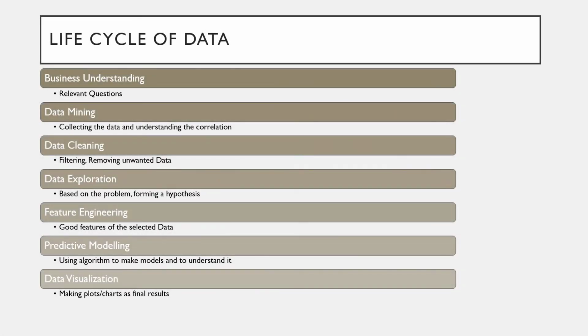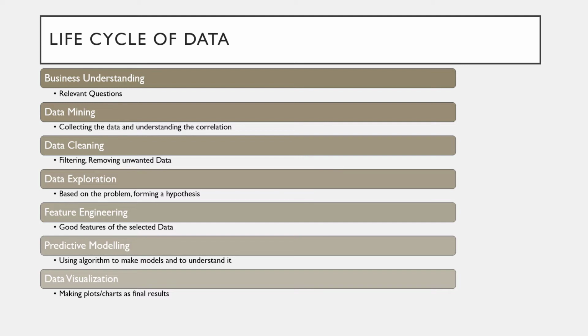Now coming to the next slide, which talks about the life cycle of data. It starts with collection of the raw data and ends with the visualization of the data. First up, business understanding. It is all about asking relevant questions so as to get the right data. Second one, that is data mining. It is collecting the data and then understanding the correlation between different data. Next one is data cleaning. Data cleaning is all about filtering and removing the unwanted data from the raw data itself.